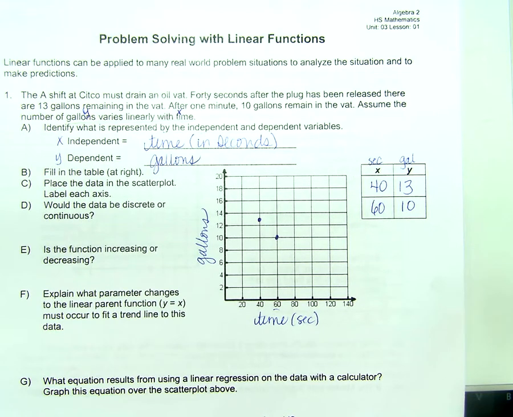Well, there's not an easy answer for this, because normally I say look for the equation. If there's an equation, it's continuous. If it's just points, it's discrete. But this is just points. That doesn't automatically make it discrete. This is one of those problems where we actually have to think about what's going on.